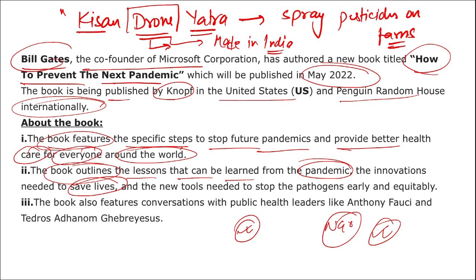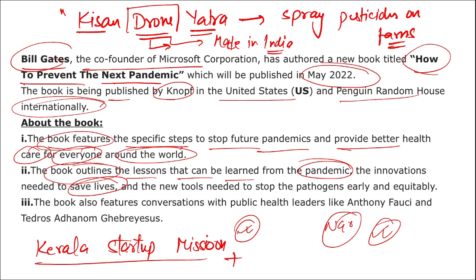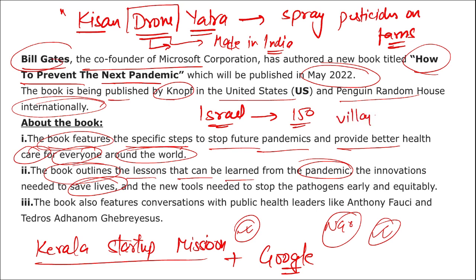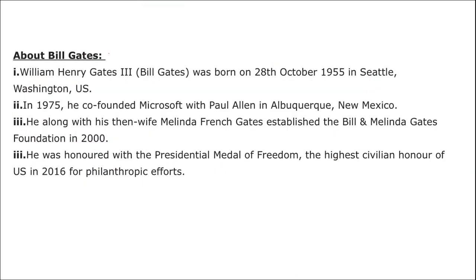Apart from this, Kerala Startup Mission has recently partnered with whom to foster global links? If we are talking about Kerala Startup Mission, they have partnered with Google to launch on a global scale, basically, or to foster global links. Alright, apart from this, remember, Israel is the country that is working with India to develop 150 villages of excellence.